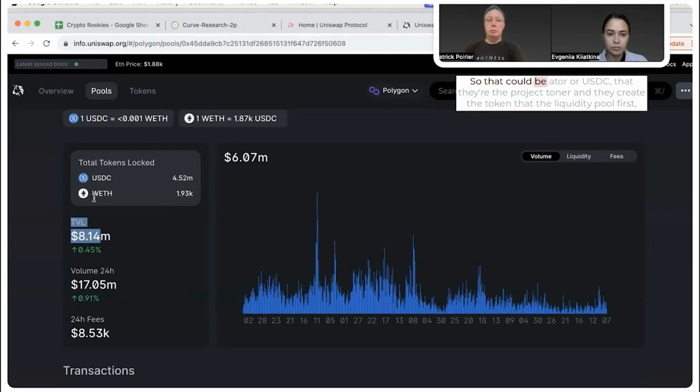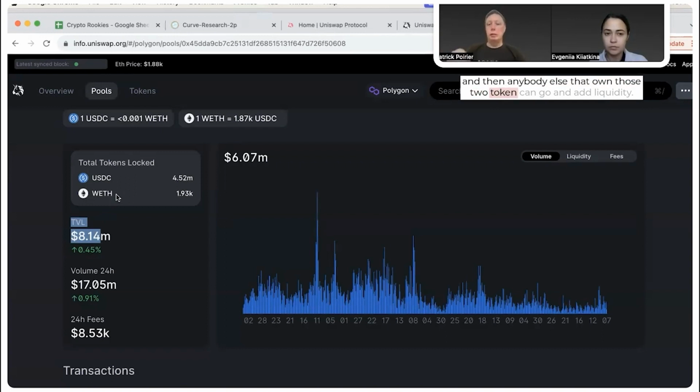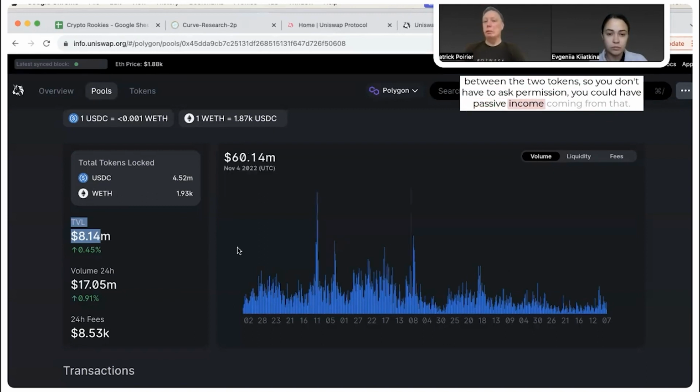So that could be wrapped Ether or USDC that the project owner, who creates the token, puts into the liquidity pool first. And then anybody else who owns those 2 tokens can go and add liquidity. So I could do that, you could do it. And then you collect a portion of the transaction fee when people swap between the 2 tokens. So you don't have to ask permission. You could have passive income coming from that.